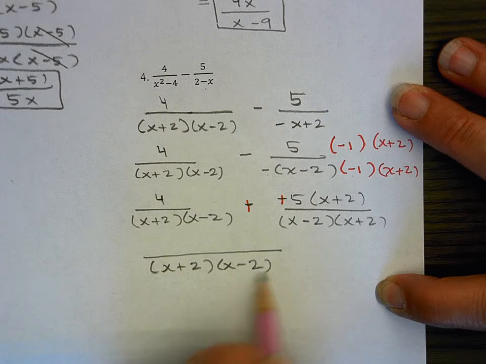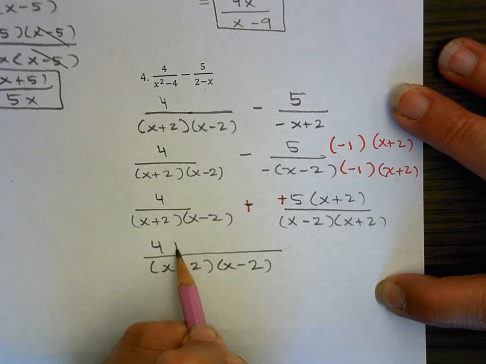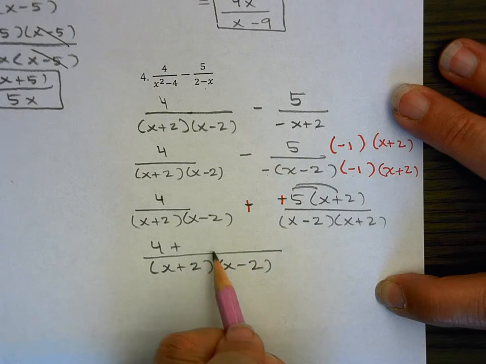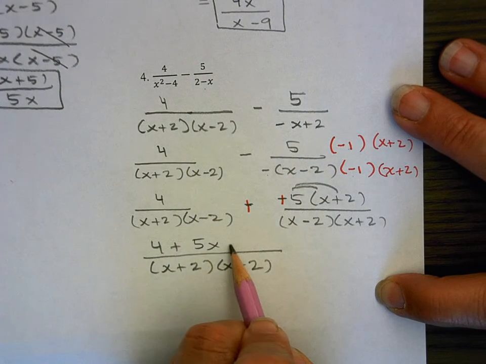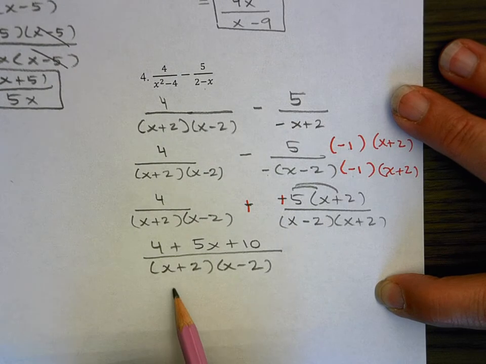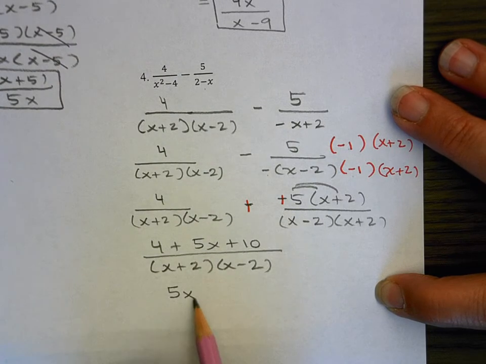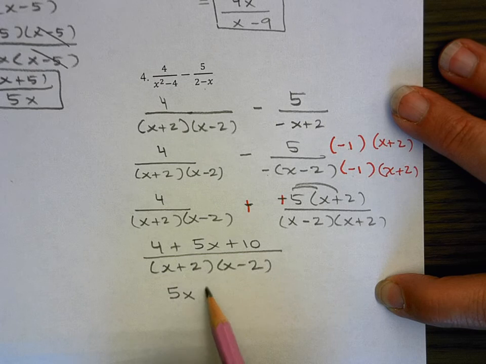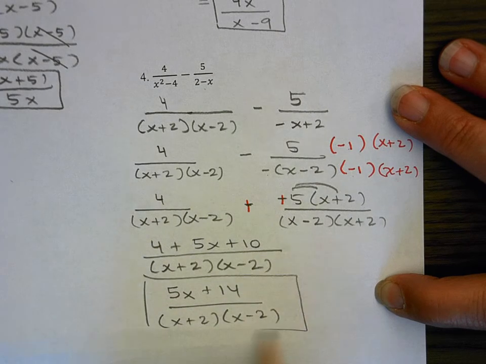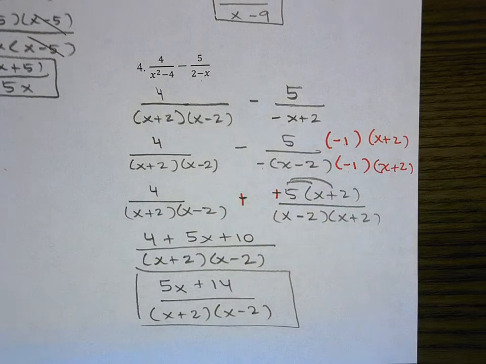And then my first numerator. And then I want to distribute that 5 in, right? Always distribute the numerators. That never goes away. And then I can combine like terms. So I will have a 5x plus 14 all over that common denominator. And that's it, because 5x plus 14 doesn't have anything common, right? So that would be the end of that.